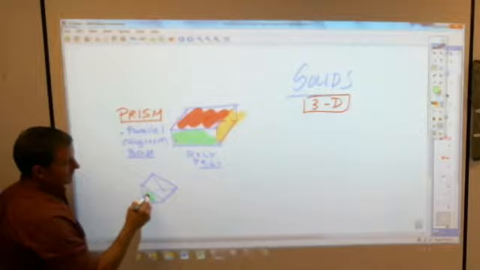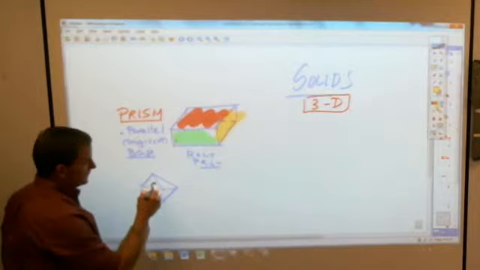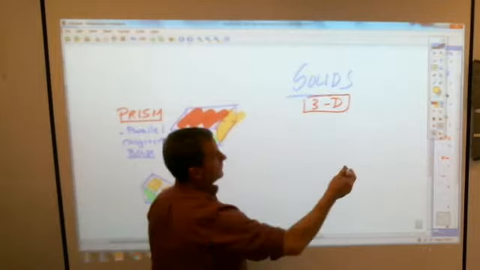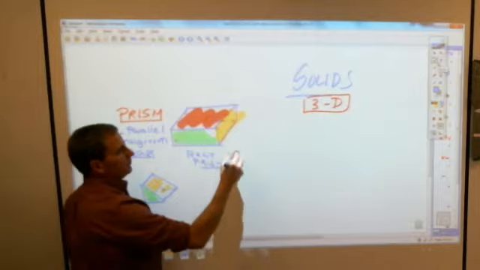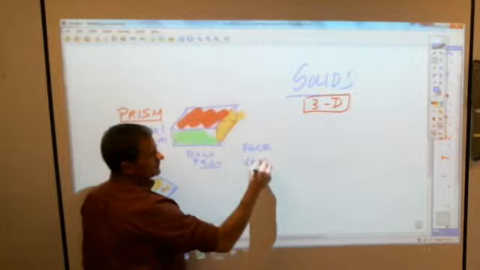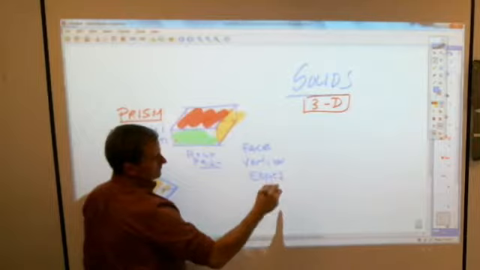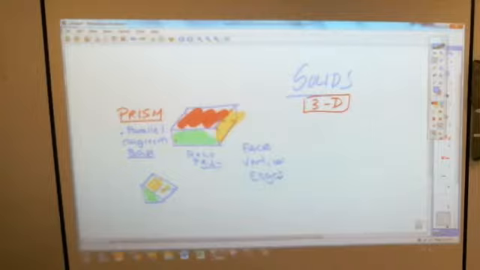Now, with that being said, some things you need to know about parts of a prism. The three things you need to know are prisms have faces, they have vertices, and they have edges. The difference between them would be what? What is a face of a prism? Lauren? Sides. Yeah, we usually call that the sides.